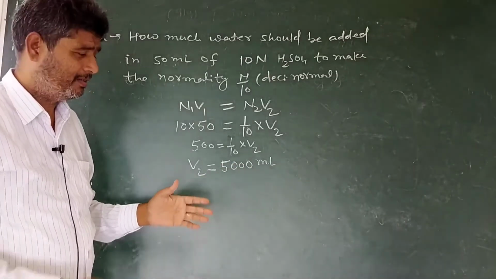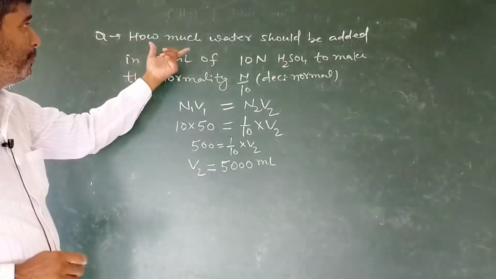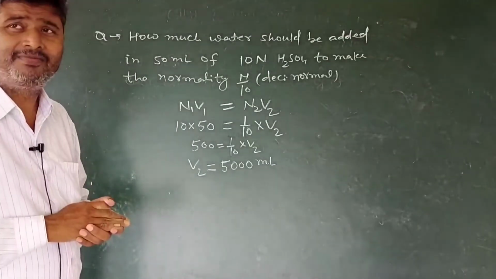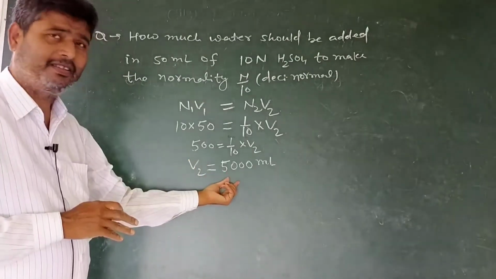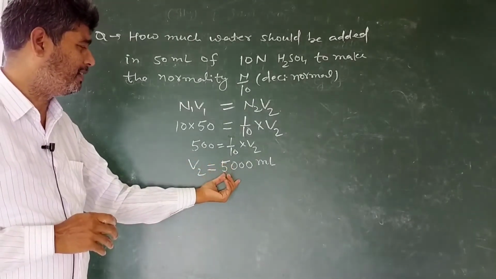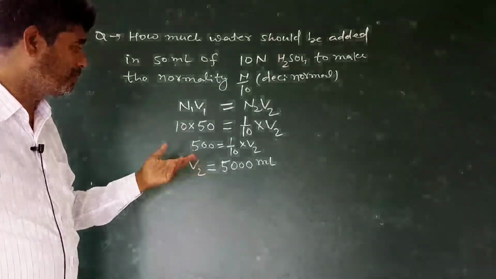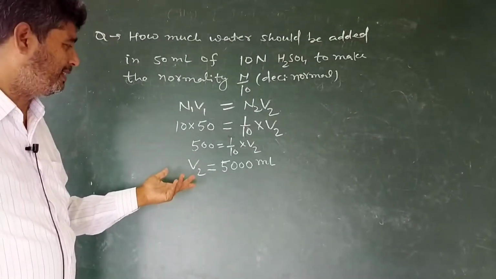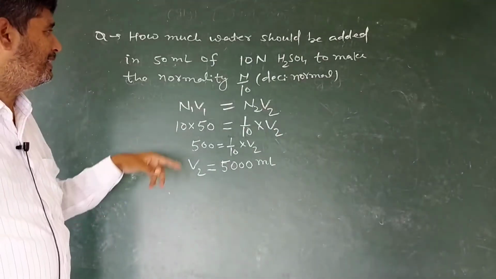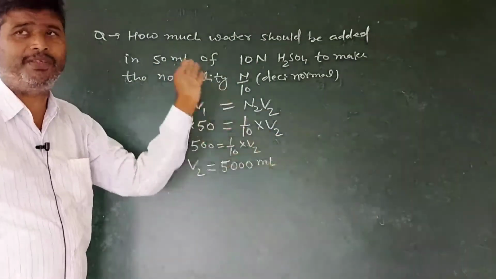Total volume means volume of water and volume of acid both. Here we have to find out only the volume of water. How much water is added? So here V2 indicates the total volume, in which the volume of water and volume of H2SO4 are both present. So how much volume of water is there? For this we will subtract V1 from V2. That is, the initial volume of the acid will be subtracted from the final volume V2.